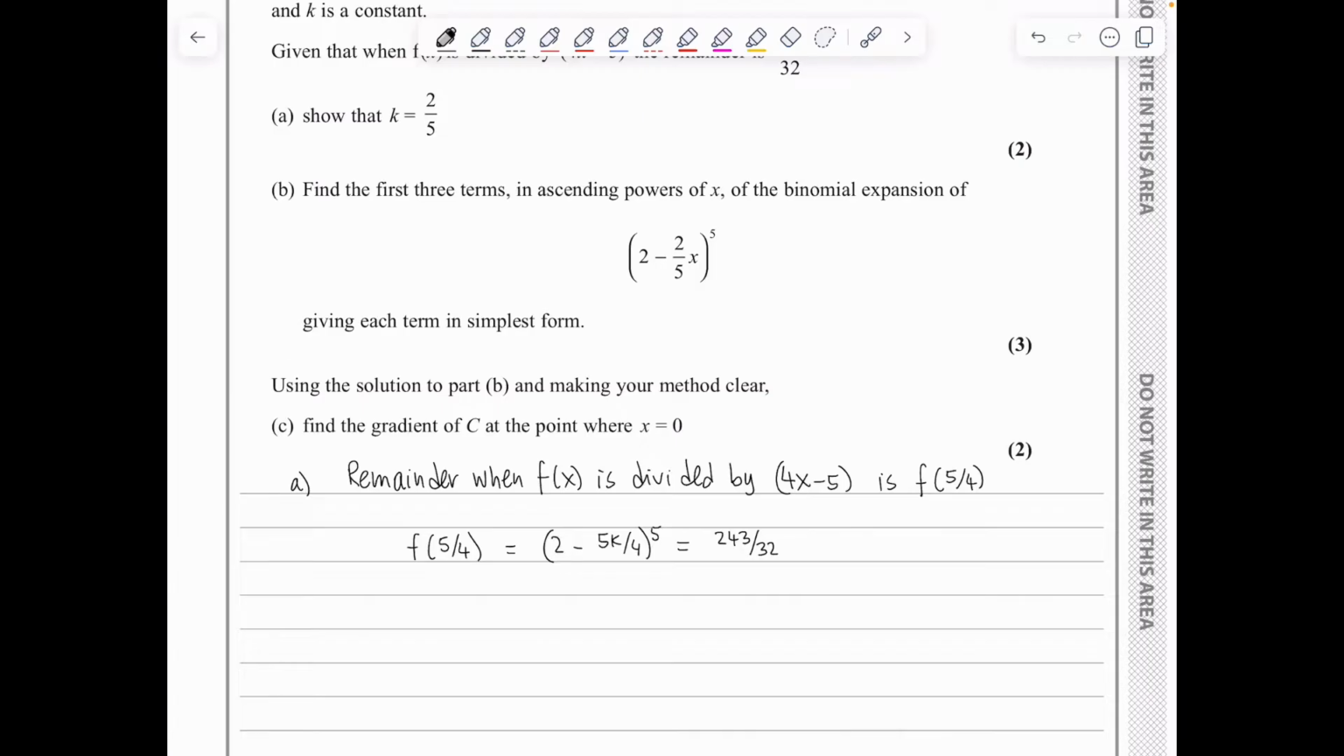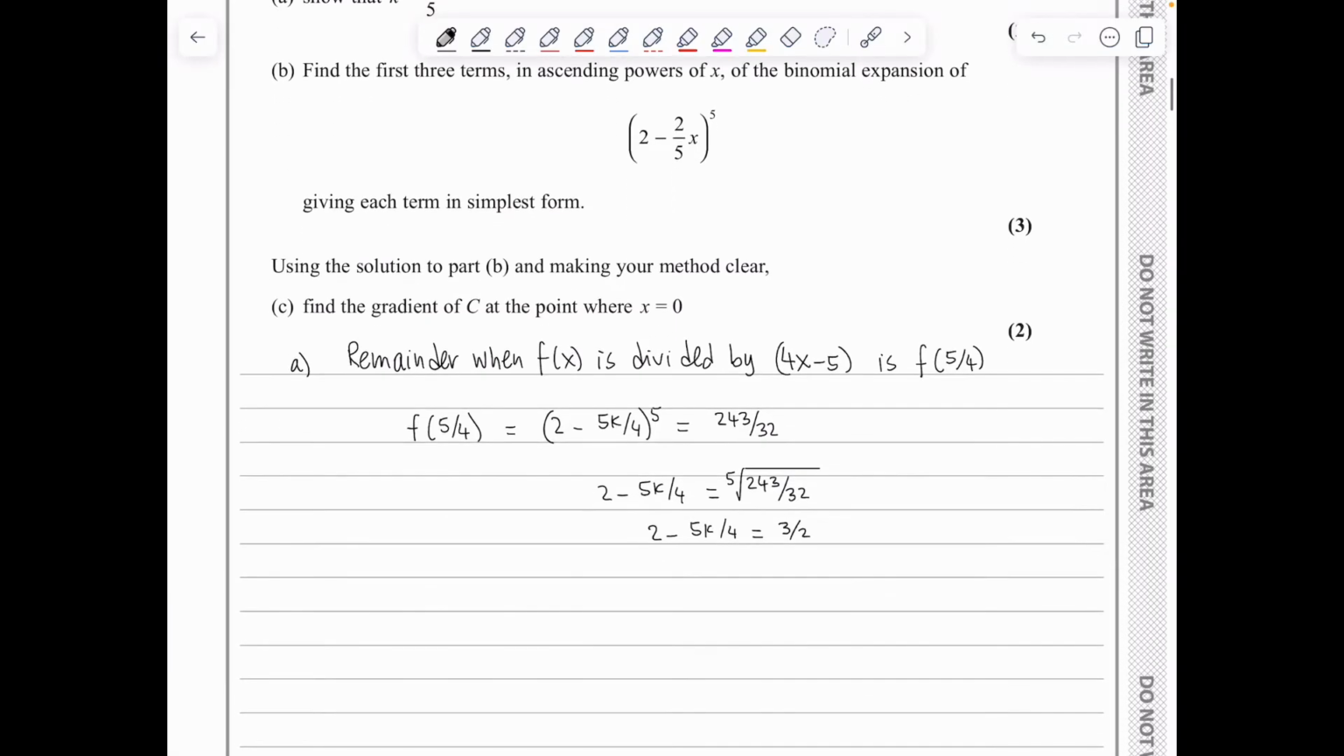Now to remove the power of 5, I will simply say that 2 minus 5k over 4 is equal to the fifth root of 243 over 32. And this is equal to 3 over 2, so 2 minus 5k over 4 is equal to 3 over 2. I could multiply throughout by 4 to get rid of the denominators. So I've got 8 minus 5k is equal to 6, leading to 2 is 5k, and therefore we get that 2 over 5 is k, which is exactly what the question was asking me to do.